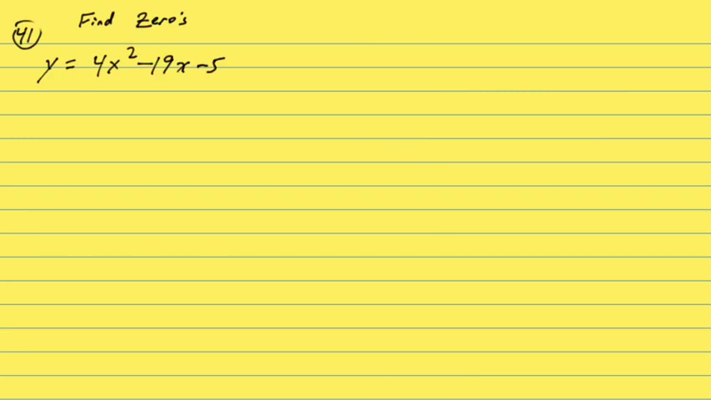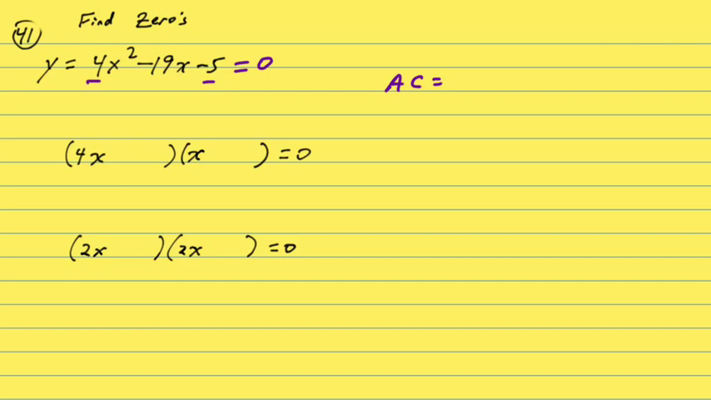39, then to 41, we want to find zeros. To find zeros means you make it equal 0. How do you get 4x squared? Well, it might be 4x times x, or it might also be 2x times 2x. We'll find out which it is by doing the AC and things. A times C, 4 times negative 5, negative 20. B is negative 19. It's got to add to that and multiply to that.